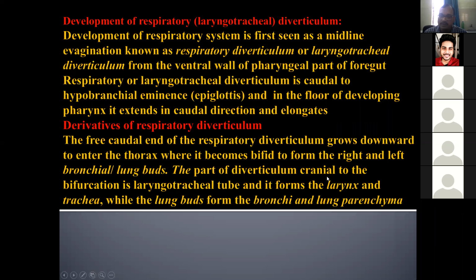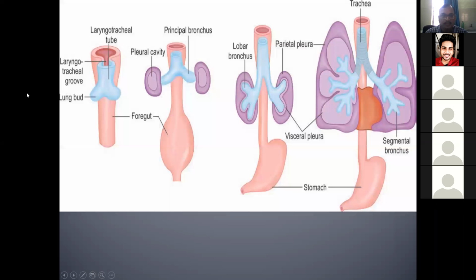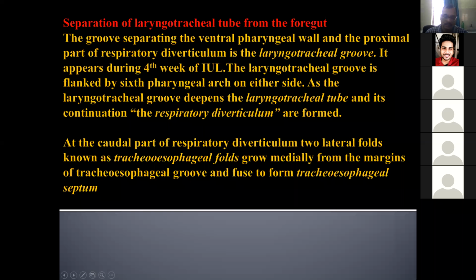The part of the diverticulum cranial to the bifurcation is laryngotracheal tube, and it forms the larynx and trachea, while the lung buds form the bronchi and lung parenchyma. So now we see separation of laryngotracheal tube from the foregut. This laryngotracheal tube is separated from the foregut.